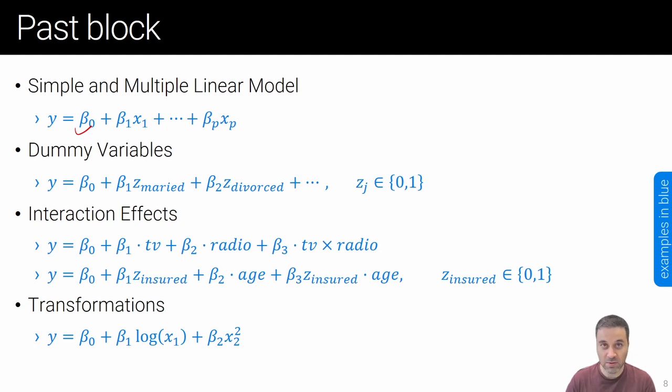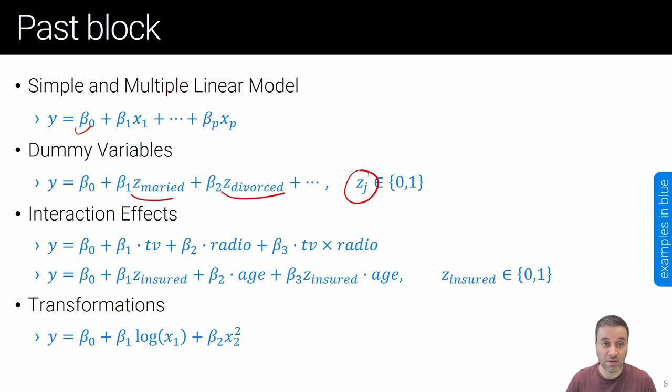We saw how to model nominal predictors, categorical predictors, and we introduced the concept of a dummy variable. So in this case, we have these dummy variables, z married, for instance, z divorced, which are going to represent certain deviations from a reference case. And so those dummy variables are only going to be either 0 or 1.